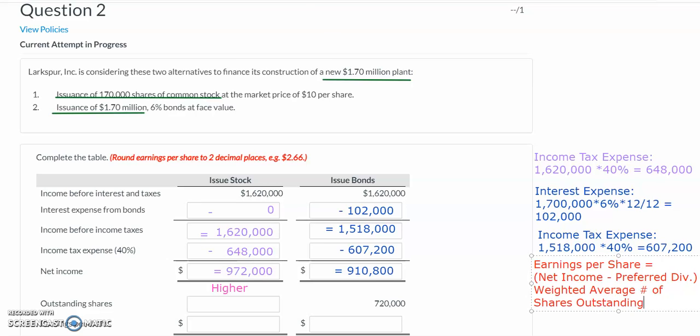So in this problem, when we're given our data, it didn't tell us the number of shares outstanding, but we can see the number of shares outstanding in this problem because they tell us that when we issue bonds. So our outstanding shares, if we issue stock, would be 720,000 plus the 170,000 of additional shares. So we're going to end up with 890,000 outstanding shares.